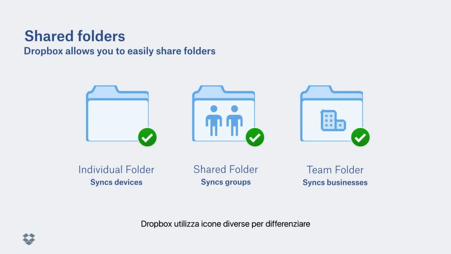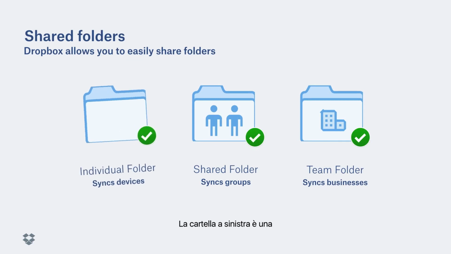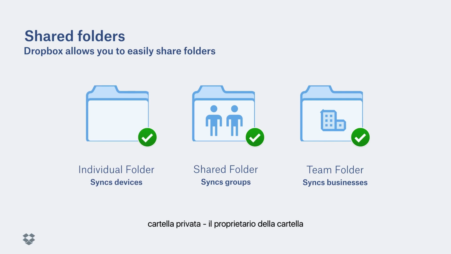Shared folders. Dropbox uses icons to differentiate private folders, shared folders, and teamed folders. The folder on the left is a private folder. The owner of that folder is the only one who has access to the documents inside. Because this folder isn't shared, no one else on the team, except for admins, knows that it exists. The folder in the middle is a shared folder and is accessible not only by the folder's owner, but by anyone else with whom it has been shared.